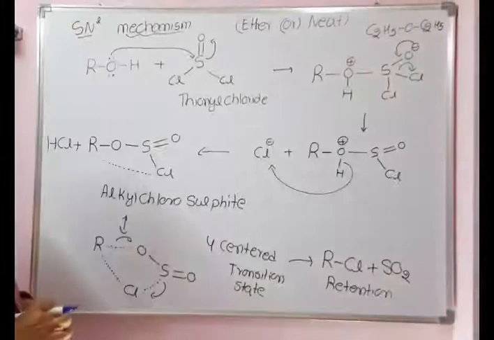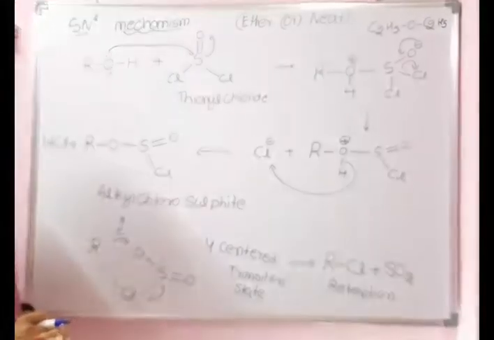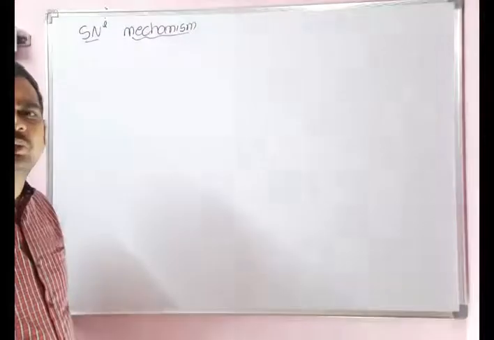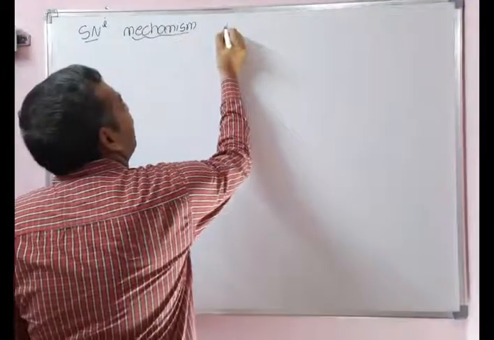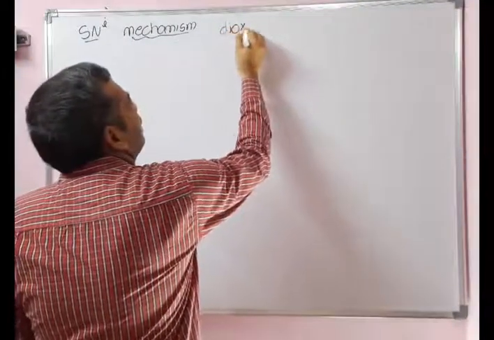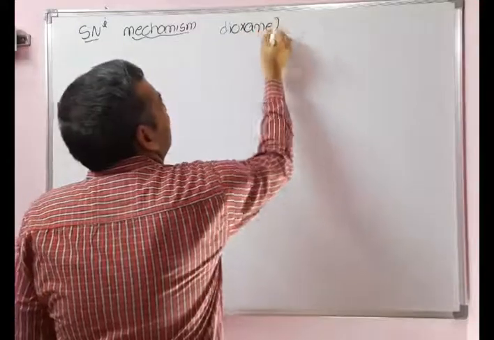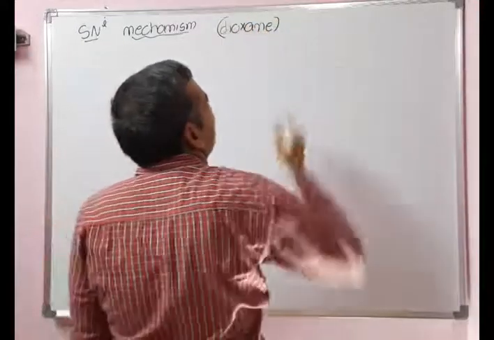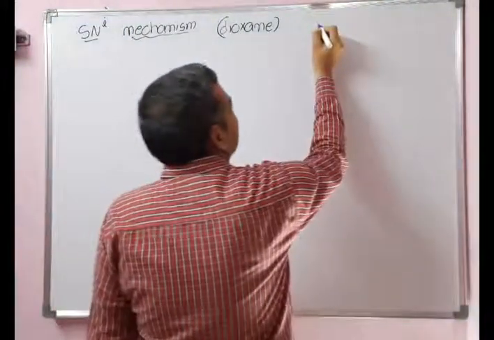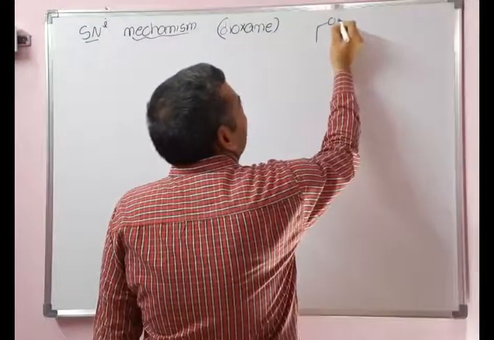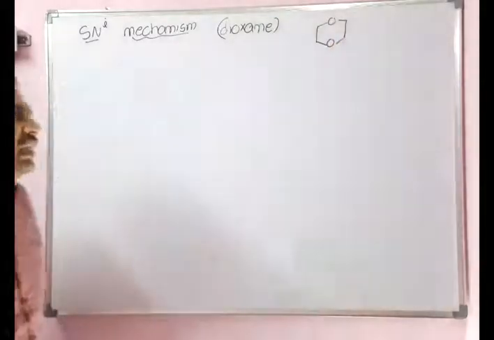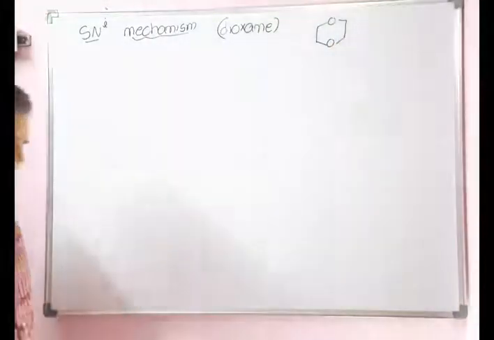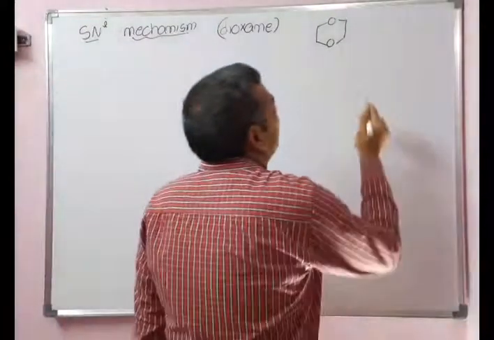So now we will study the mechanism in dioxane solvent. Clear? Now the SNi mechanism in dioxane solvent. See, this is the dioxane, 1,4-dioxane. What will happen if you use dioxane as a solvent in the SNi reaction?